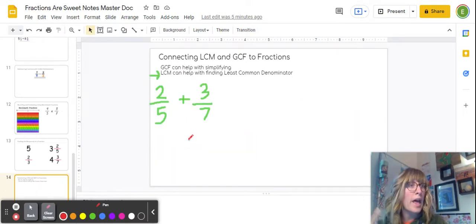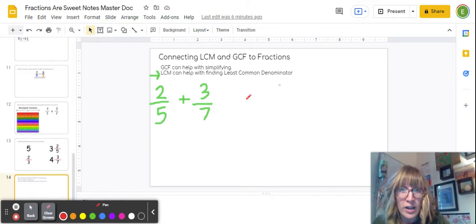Okay, so you can also use LCM or least common multiple to help you find the least common denominator in a set of fractions. So if in this example, we have two fractions, you could do this with more than two fractions. And in order to add or in order to subtract, you need to have a common denominator, right? You need to have your pieces cut up into the same size slices.